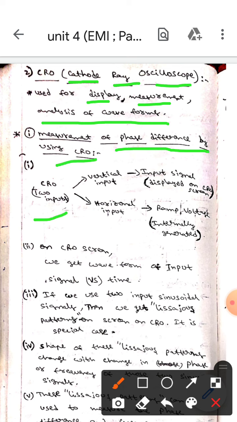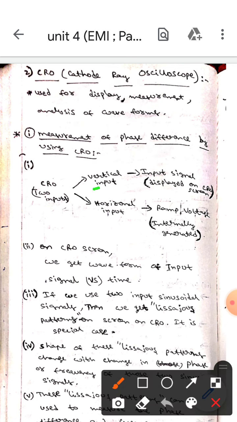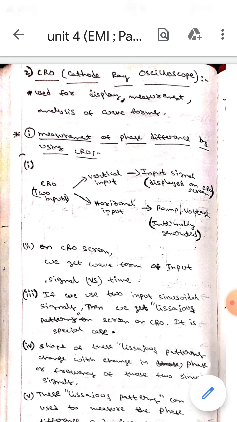Here in the CRO, two inputs will be sent. One input is the vertical input and another input is the horizontal input. Here the vertical input is the signal displayed on the screen, whereas the horizontal input is the ramp voltage. It is internally generated, and on the CRO screen we get the waveform of the input signal versus time.